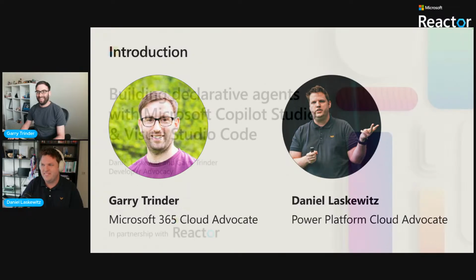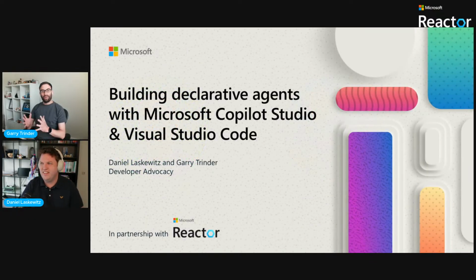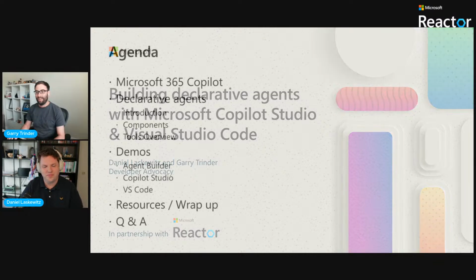And today, we're going to be talking about building declarative agents with two different approaches. We're going to go through how you can build declarative agents with Copilot Studio, but also VS Code as well. So Daniel's going to take over the Copilot Studio side. I'm going to do the Visual Studio Code side.